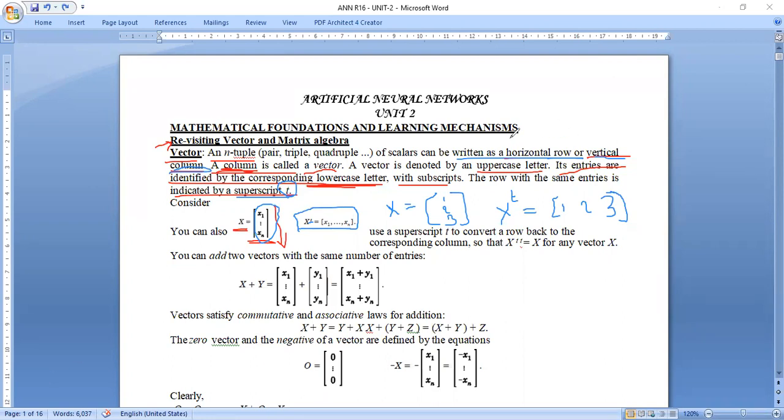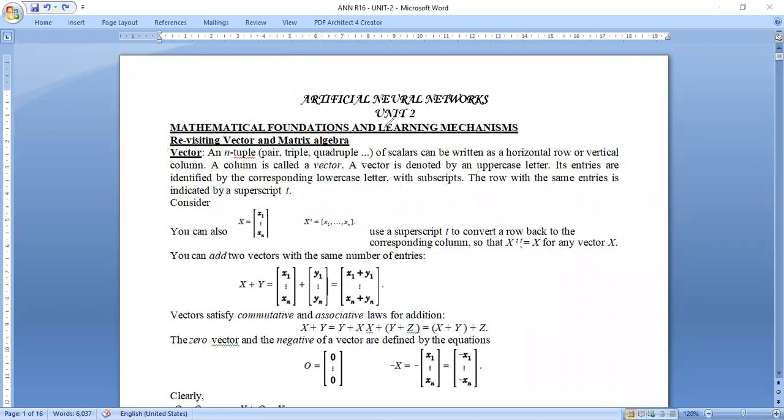Right. And next, you can add two vectors with the same number of entries. Suppose you have the same number of entries, which means x has 3 values, y has 3 values, so you can add the two vectors. The formula for adding two vectors is x plus y. X is one vector, and y is another vector.